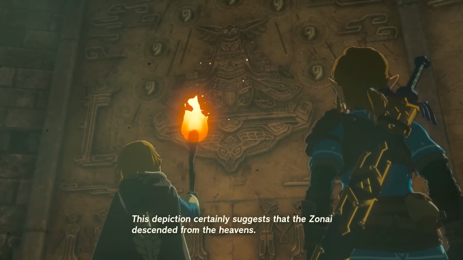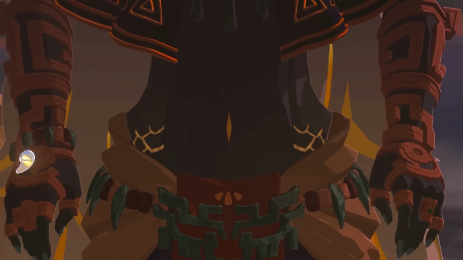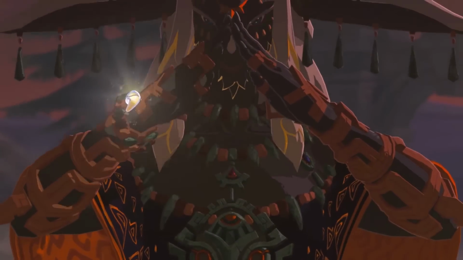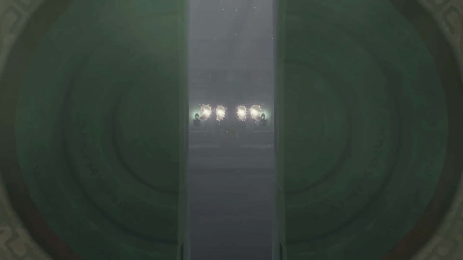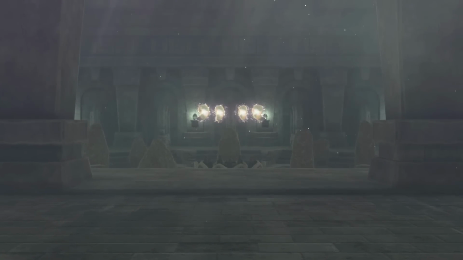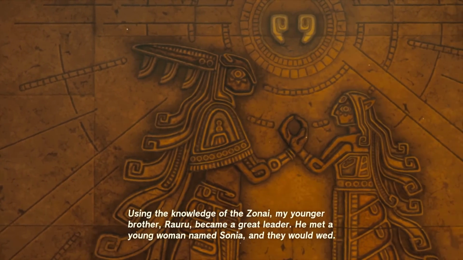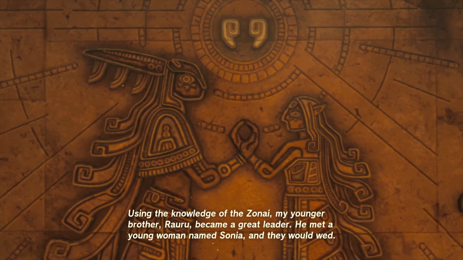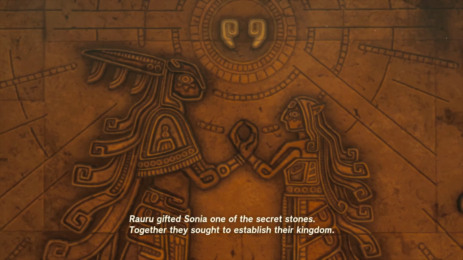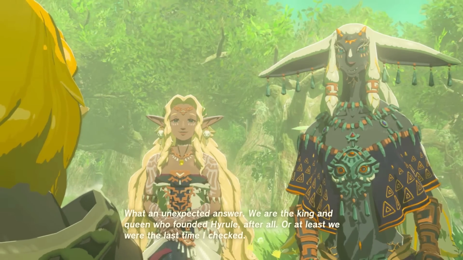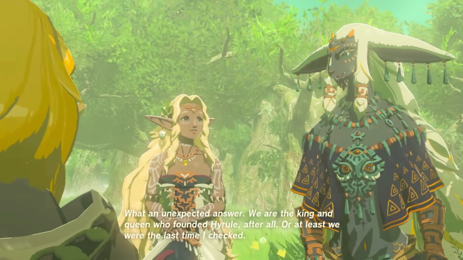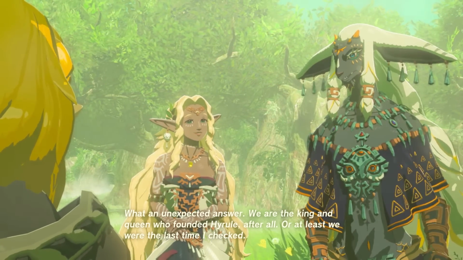From these Zonai, eventually one known as Rauru would rise, and with him, the Zonai Secret Stones, divine relics that are said to drastically amplify and augment one's innermost abilities, one of which he keeps for himself, and one he would gift to his bride, a Hylian priest known as Sonia, who would also be a descendant of Zelda from Skyward Sword, who bore the blood of the goddess. They would marry and together establish the kingdom of Hyrule in this continuity as its first king and queen.